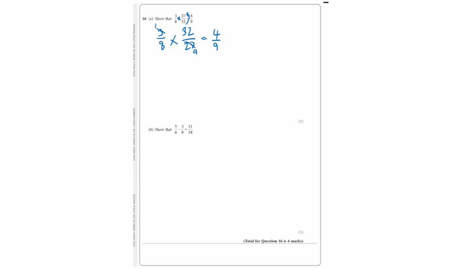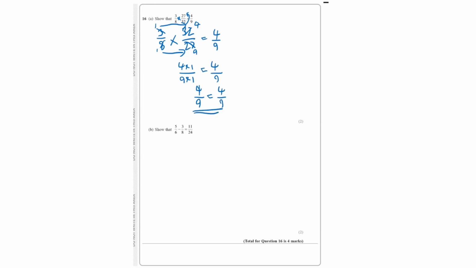The highest common factor is 8. So 8 divided by 8 is 1, and 32 divided by 8 is 4. Now we multiply as is. So we get 4 times 1 over 9 times 1, which is equal to 4 over 9. 4 times 1 is 4, and 9 times 1 is 9, which is equal to 4 over 9.